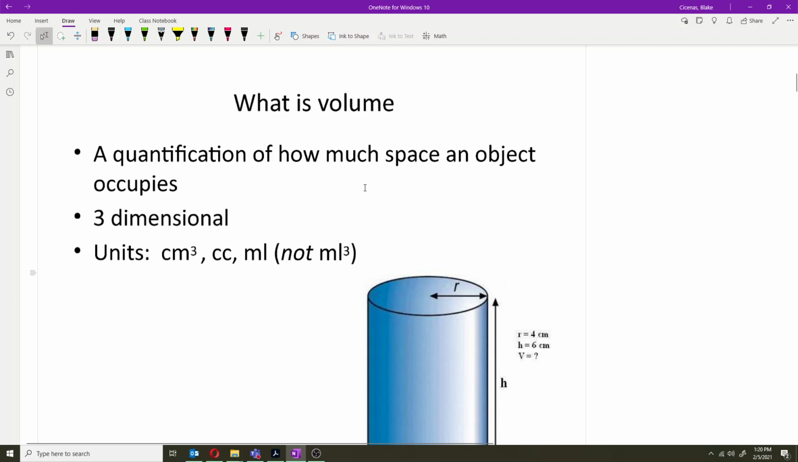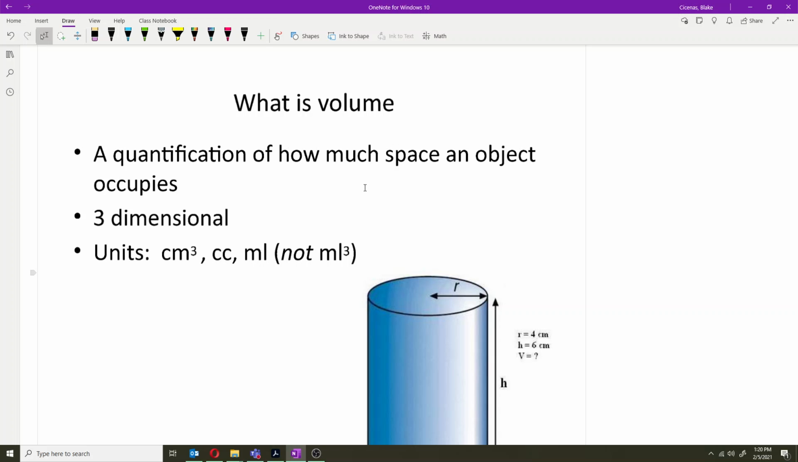Volume is basically a quantification about how much space an object occupies. To have volume, you generally are going to need to be three dimensions. You have to be three dimensions, to be honest. So you've got to have length, width, and height. Haven't seen this in a long time, but maybe I should change it since I haven't seen it in so long. But units are centimeters cubed.